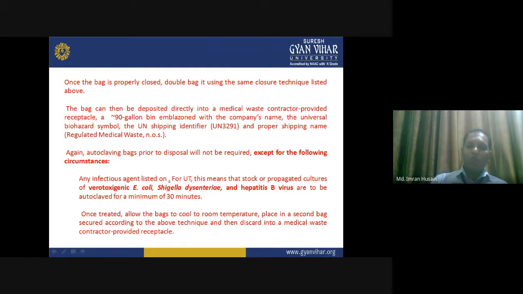Once treated, allow the bags to cool to room temperature, place them in a second bag secured according to the above technique, and then discard into a medical waste contractor provided receptacle. So every time you have to follow the protocols in order to maintain the safety and integrity of the whole procedure.